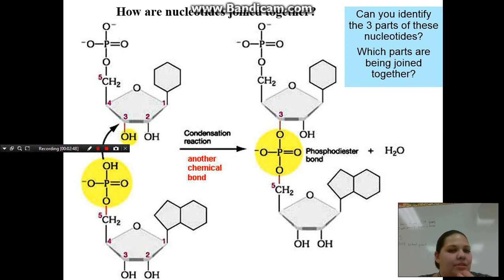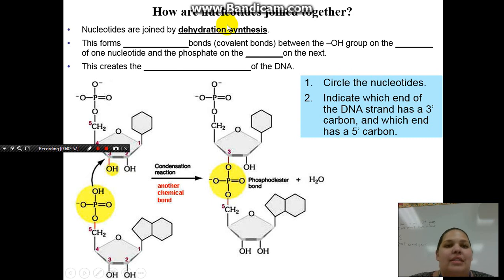Well, remember, it's either going to be dehydration synthesis or it's going to be hydrolysis. So they are joined together by dehydration synthesis. This forms a phosphodiester bond, or covalent bonds, between the hydroxyl group of the 3-carbon of one nucleotide onto the 5-carbon onto the next. So we have this phosphodiester bond right here.